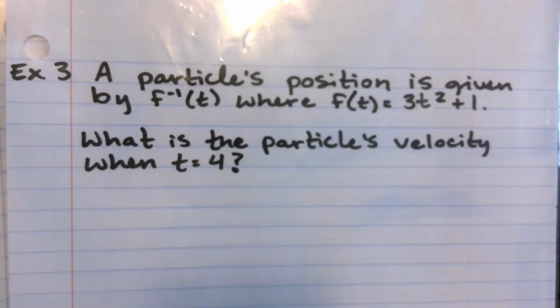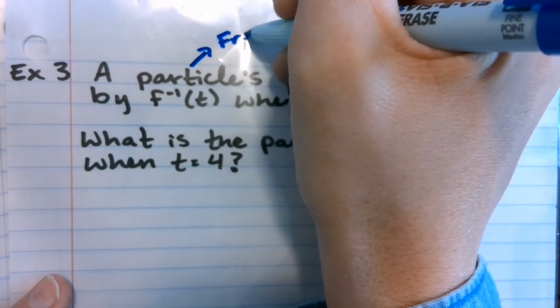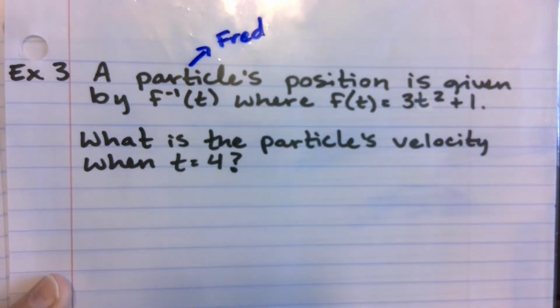So for our last example, we're going to throw some particle motion into the mix. So we've got a particle whose position is given by f inverse of t, where they give us f of t is just 3t squared plus 1. This is not a typical type of problem to have inverses in a particle motion problem, but I just wanted us to recall something older that we've learned and then keep using the inverses as we're still working on that.